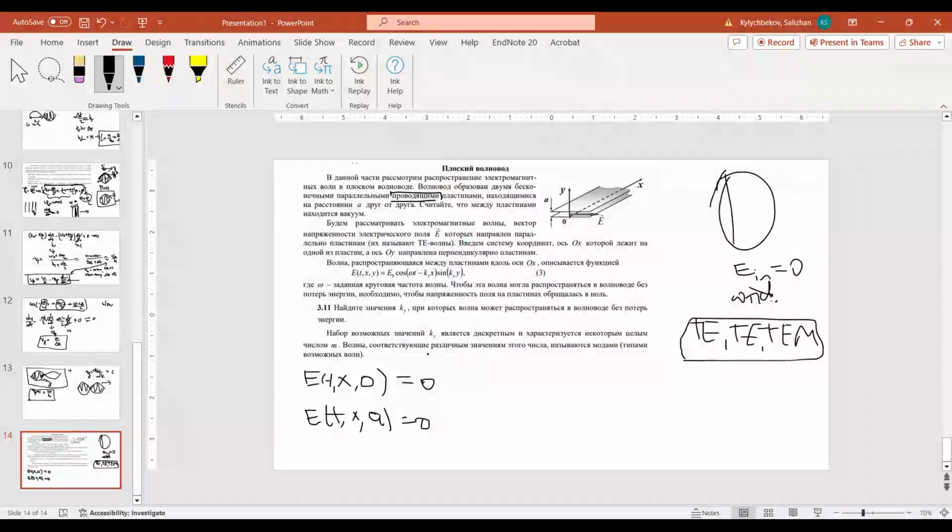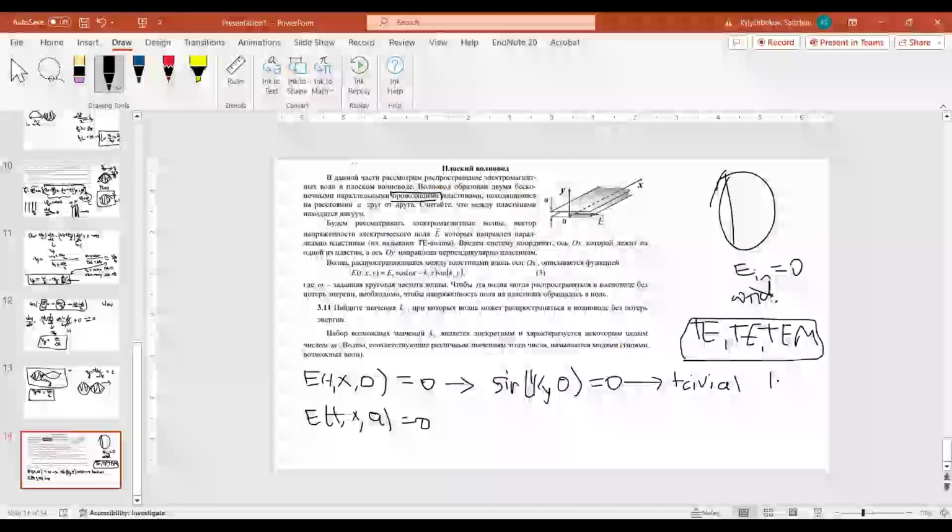So in order for this to become 0, sine of ky times 0 should be 0. But this leads to a trivial answer. Why? Because for all values of ky, it's 0. So from the first condition we cannot get any information about ky. Now let's look at the second boundary condition.